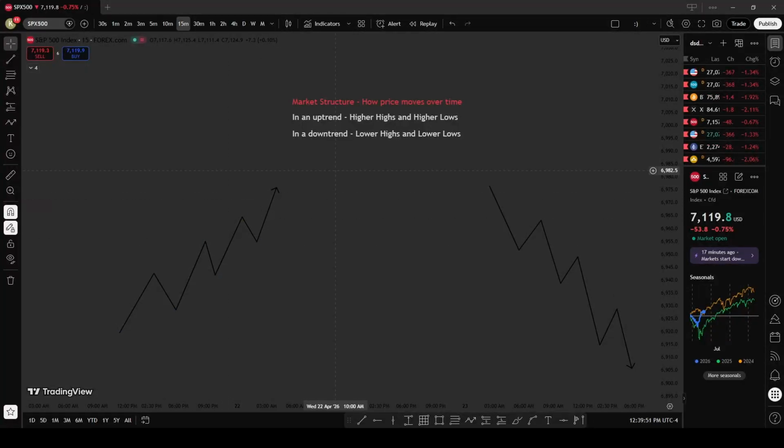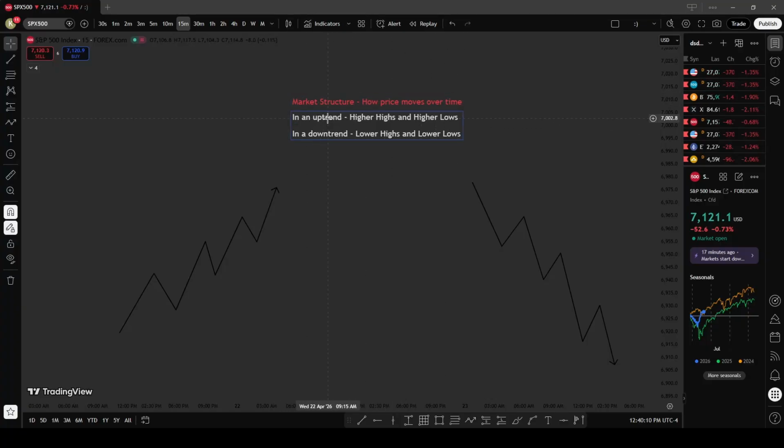So, in the last video, we talked about how price moves towards liquidity, but that alone isn't enough, because if you don't understand the trend, you'll still get caught on the wrong side. So this video is going to be about market structure. Now, market structure is just how price moves over time.